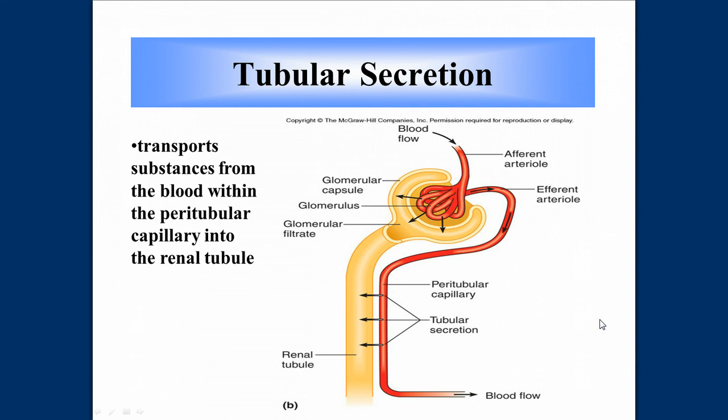And the third step in the beginning of that urine formation is tubular secretion. It transports substances from the blood in the peritubular capillary into the renal tubule. Now, we had glomerular filtration here. We had reabsorption, leaving the tubule, going to the bloodstream. Now we have just the opposite happening. It's leaving the bloodstream and going back into the tubule.